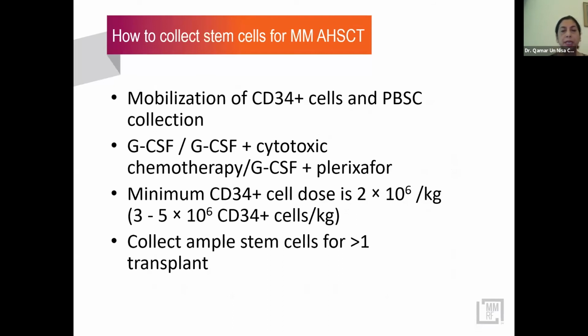So the stem cell collection for multiple myeloma autologous stem cell transplant: almost everyone is now using PBSCs, and you can use GCSF with or without cytotoxic chemotherapy, and for patients who are at risk of failure, we use plerixafor. The minimum CD34 cell dose is 2, although lower doses have resulted in engraftment, and the target would be to collect enough stem cells for more than one transplant. So if there's a need for a second transplant, that can be offered.